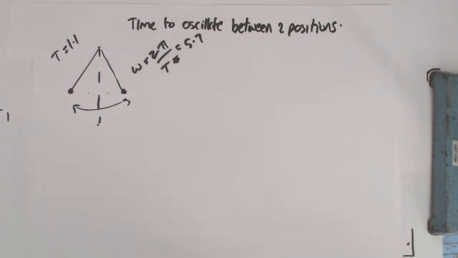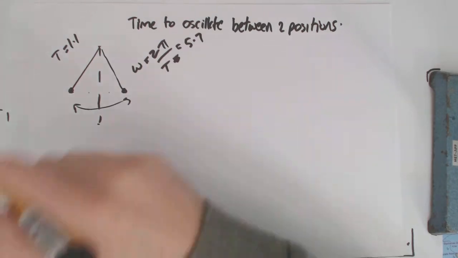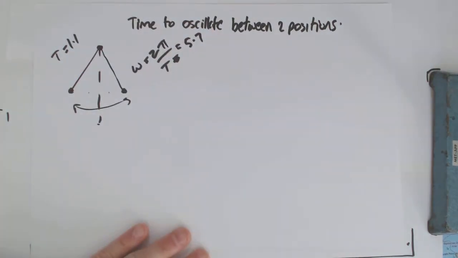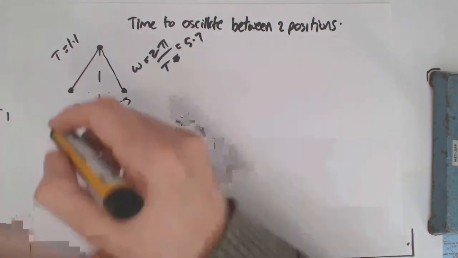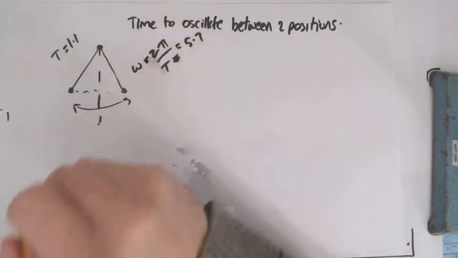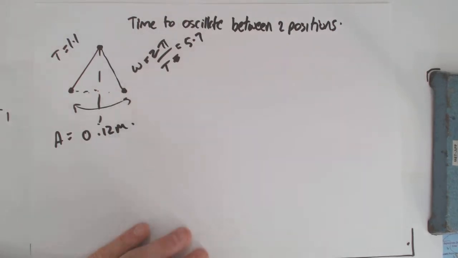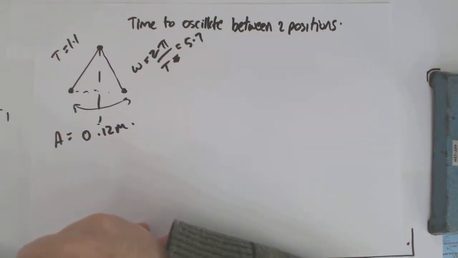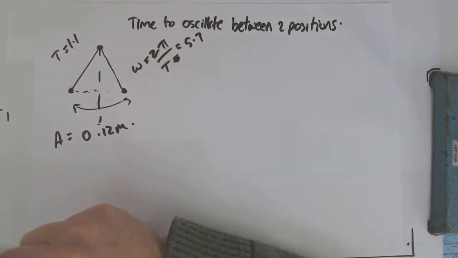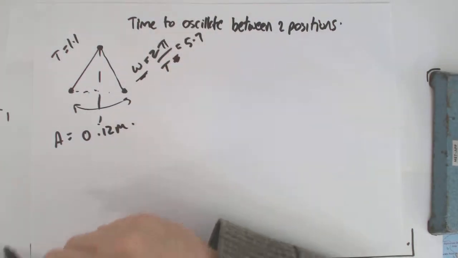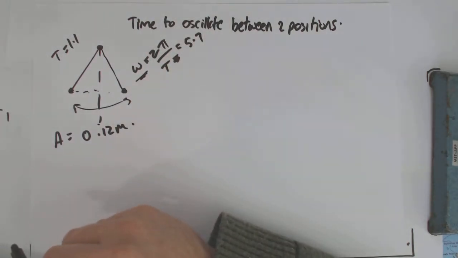What I want to look at here is one of those questions where they're basically asking you the time between 2 points in an oscillating object. So we'll use the pendulum, and we've got one where we'll give it a 12 centimeter amplitude, so A equals 0.12 meters, and we'll give it a period of 1.1 seconds. That gives me an omega of 5.7 radians per second.